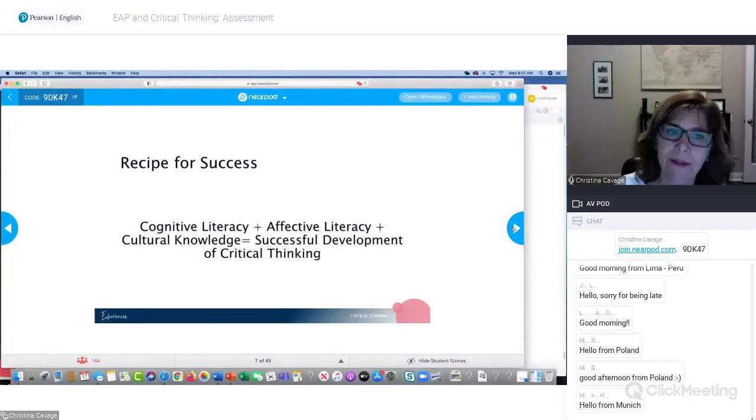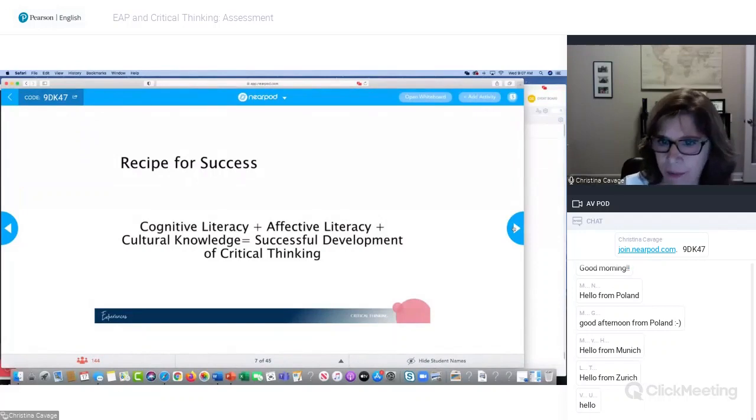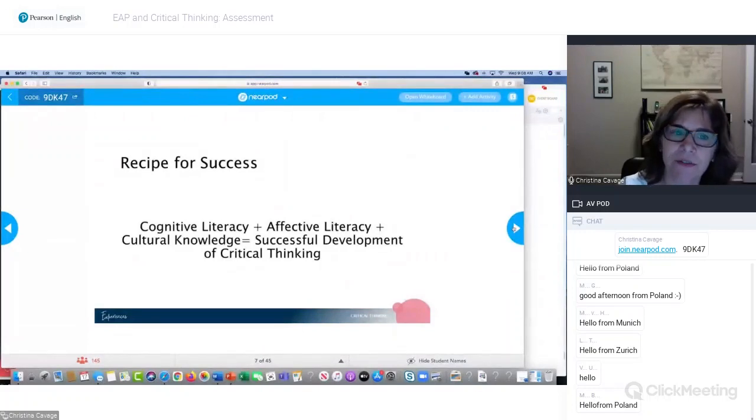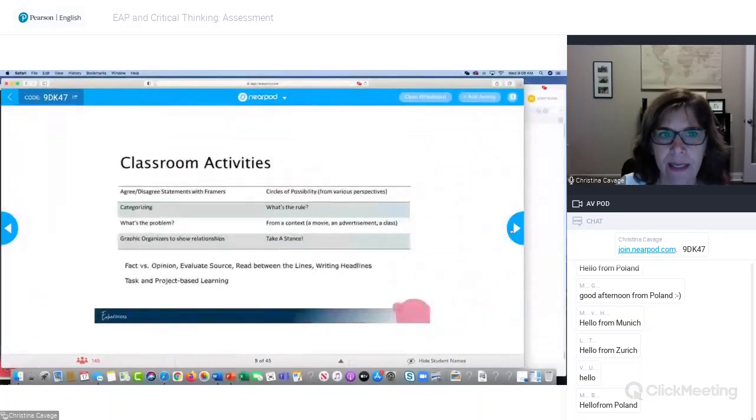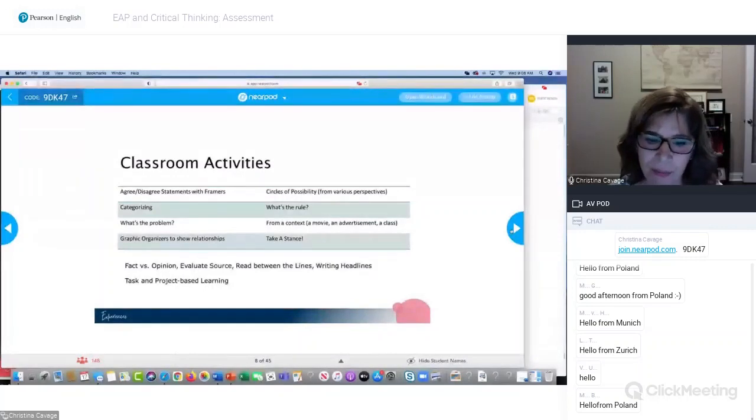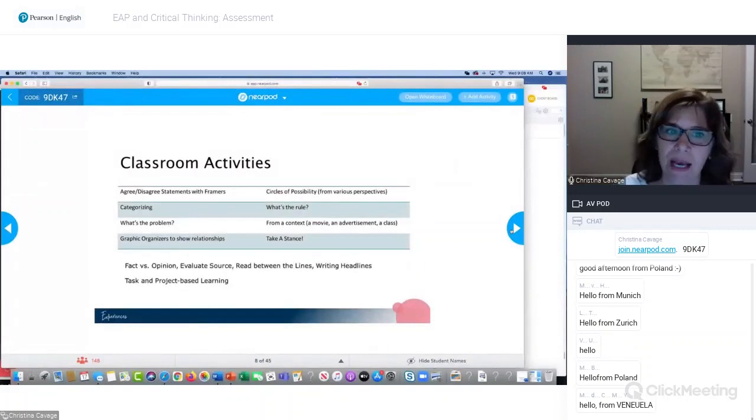Putting together that cognitive literacy, that language development, with that affective literacy, how to behave as a student. What does it mean to collaborate? How do you respond effectively? And then that cultural knowledge of the expectations. When we put these three things together, that's really a recipe for successful development of critical thinking. And then in our last webinar, we talked about some great classroom activities. I shared some of my activities with you, but many of you also shared activities with me as well.